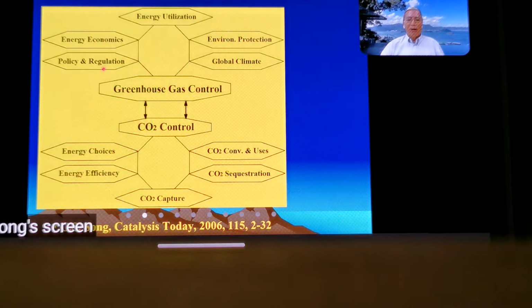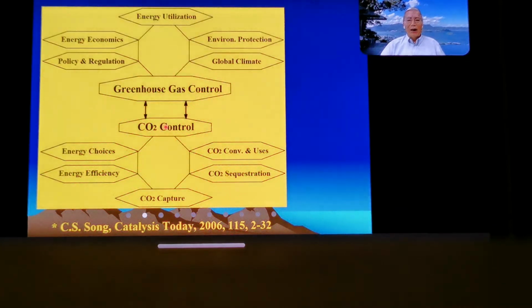Technically, the way we have the problem today is largely based on energy utilization, which is dictated by energy economics, policy regulation, and since the 1980s, environmental protection and environmental regulation, and since 1992, the global climate change. By virtue of the greenhouse gas composition, greenhouse gas is largely dominated by carbon dioxide, although nitrogen oxide and methane are also greenhouse gases.